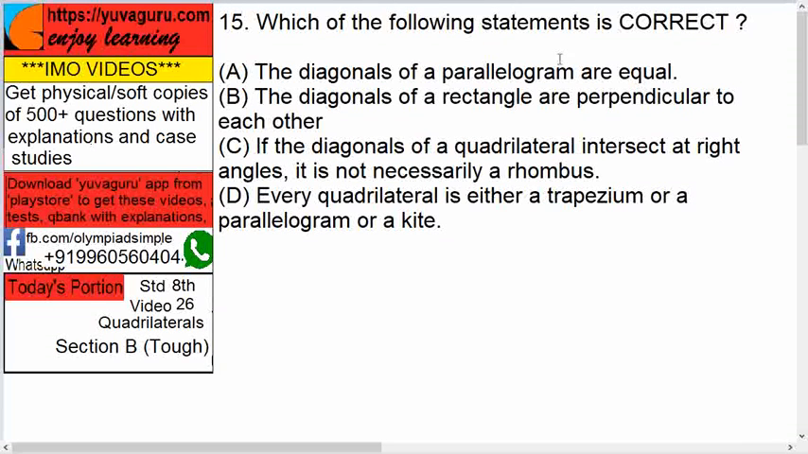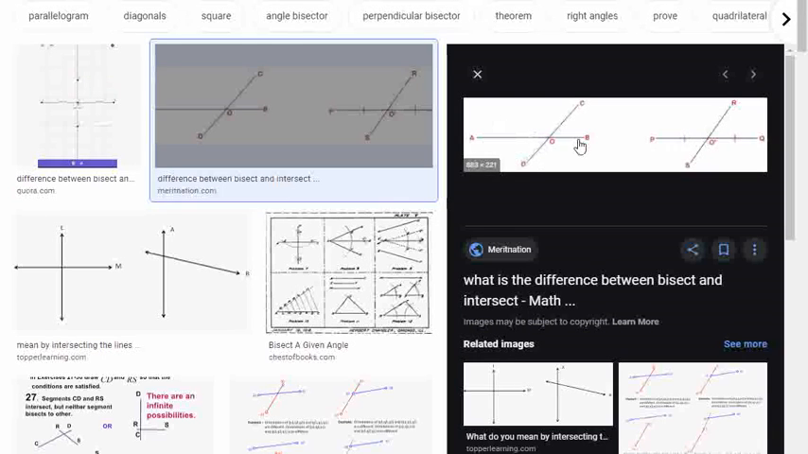Here the word intersect is given. Even if it says bisects, then also it's true. But intersect is also true. Intersection and bisection, what is the difference? Bisect means equal parts on both sides. Intersect means just crossing each other. See, this is intersection, this is bisection. Both parts equal. Here both parts are not equal.